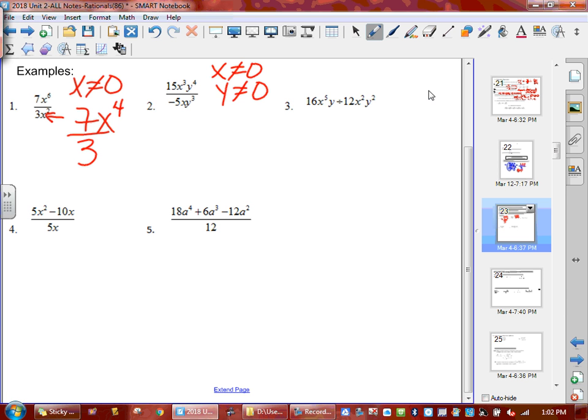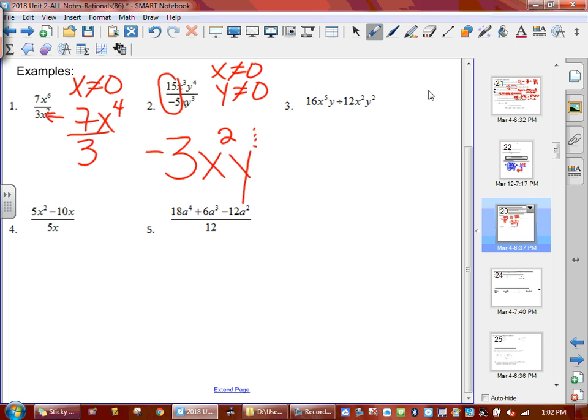Now we literally divide if we can. So we divide the coefficients. Does 15 divide by negative 5 evenly? Yes, negative 3 times. Okay? When we subtract our x's, how many do we have left over? 2, x squared. Subtract our y's, how many do we have left over? 1. Good. So y exponent 1, you don't have to show the 1 on here. Okay? We get our final answer.